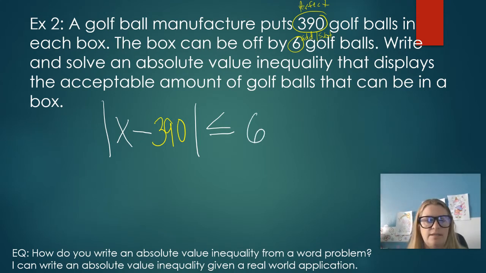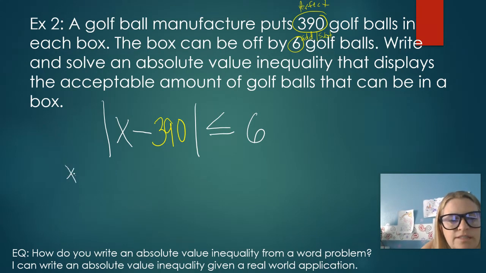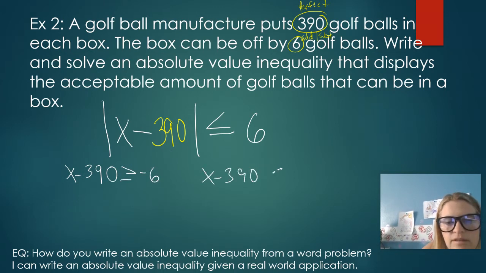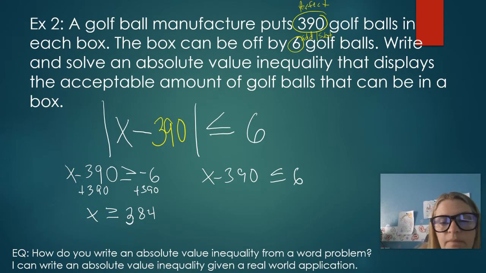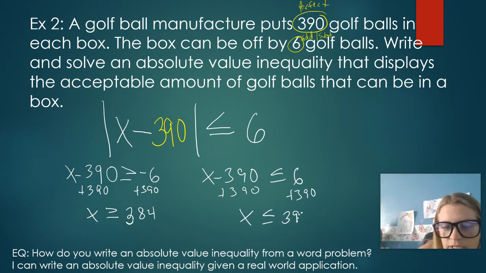And then to find that acceptable range, remember you're just going to solve it, x minus 390. Flip the inequality, make it negative. Leave this one alone. We're going to add 390. So x is going to be greater than or equal to 384. And then add 390. Add 390. And x is going to be less than or equal to 396.